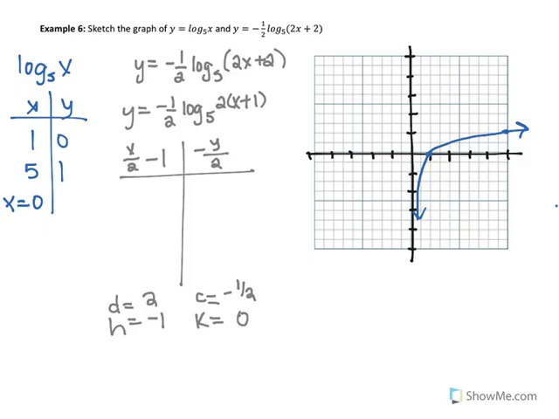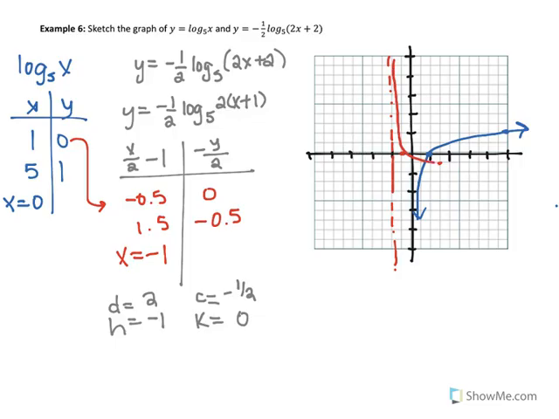So if I transform my points, they are going to become (-0.5, 0) and (1.5, -0.5). And our asymptote is going to move to -1. So there's our asymptote. We have (-0.5, 0) and (1.5, -0.5). So this one is getting reflected down, and it would look like this.